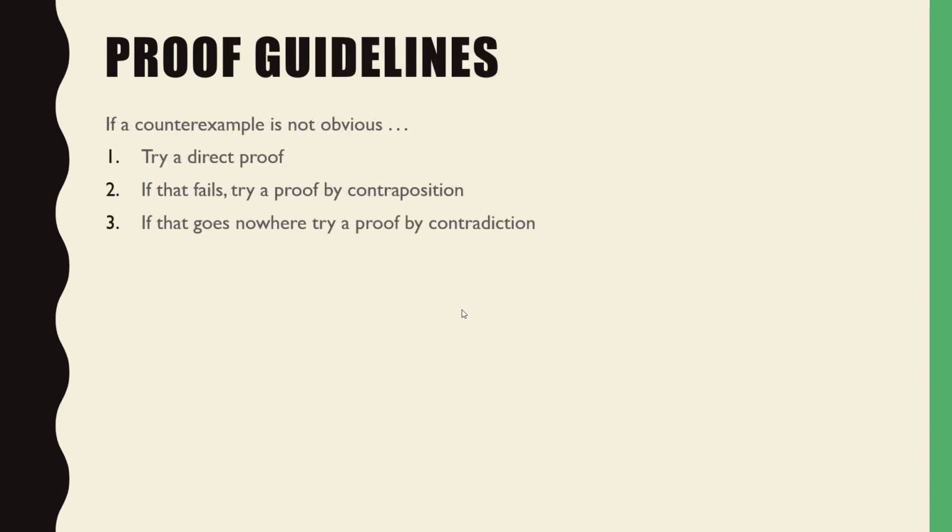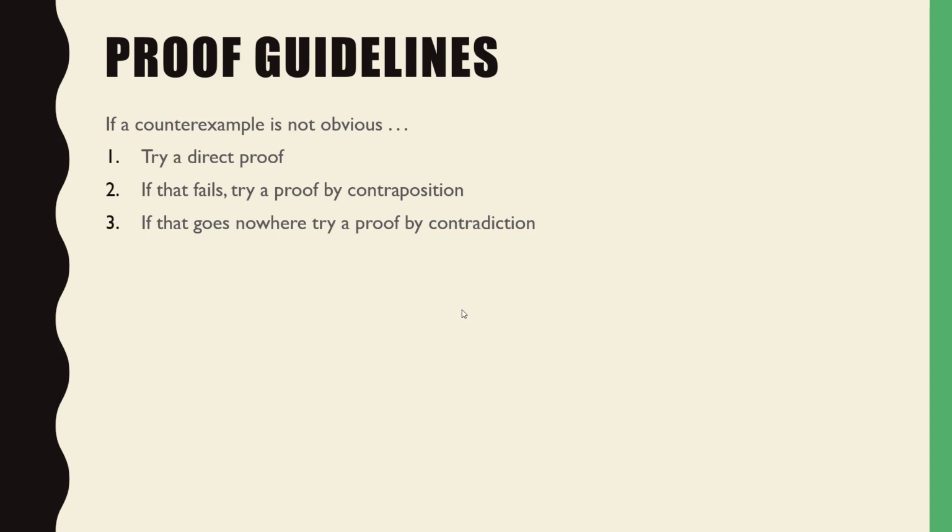So this is the basic idea of how to walk through a proof. Step 1, or step 0, we'll call it. If a counterexample is not obvious, then you try direct proof. If direct proof starts to fail, which we saw with that first proof that we did on the whiteboard, it kind of failed, then you try a proof by contraposition. If that goes nowhere, maybe try a proof by contradiction.